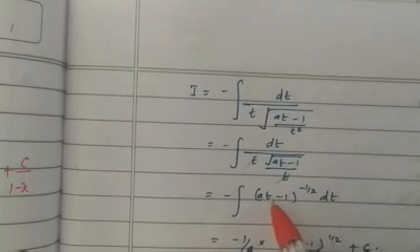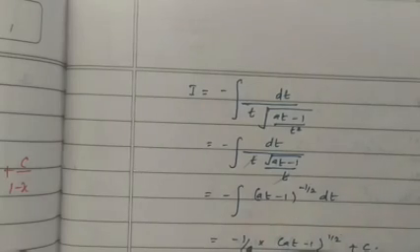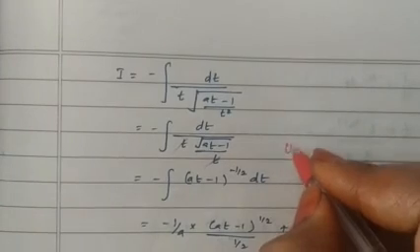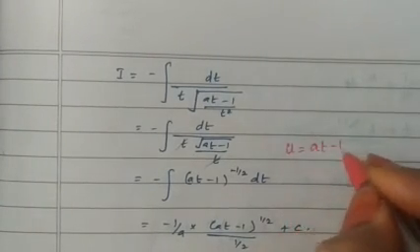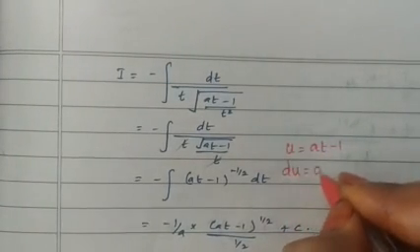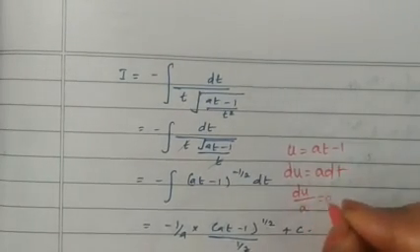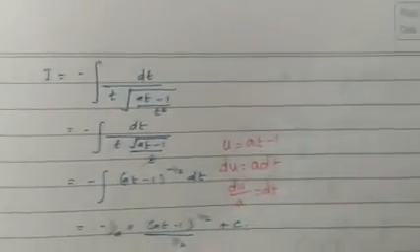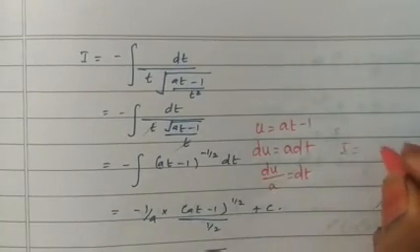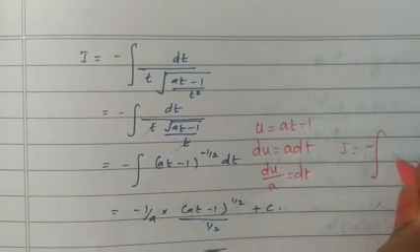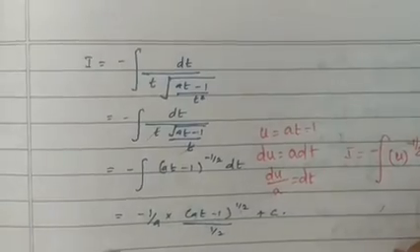Now since it is in terms of t, you need to check for the coefficient of t. The coefficient of t is a. Therefore you can substitute u to be at minus 1. Therefore du will be a into dt. Therefore du by a equal to dt. Now substitute in the integral. Therefore the integral value becomes minus integral over at minus 1, which I have taken to be u. Therefore u the whole power minus half. Dt is nothing but du by a.